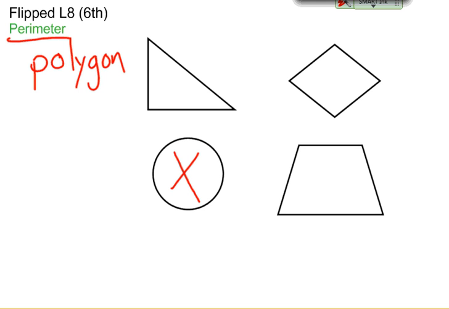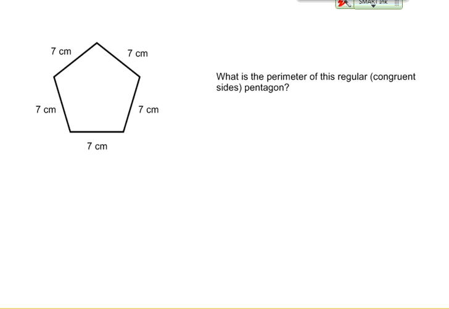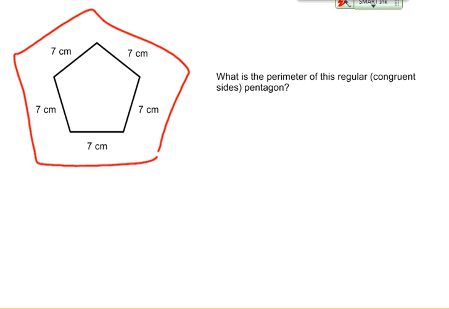Now that we understand what perimeter is, how do we find perimeter? Perimeter itself is the distance around an object, all right? So we're not looking at the inside, we're looking at the outside. So in this shape, we're going here, here, here, here, and here. The outside of the shape, not the inside of the shape. That's area. We'll talk about that a different day.